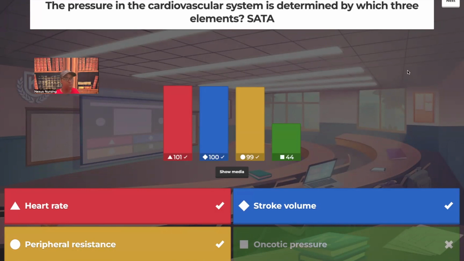However, you still have to know what oncotic pressure is. So oncotic pressure, guys, that is the pulling force. So you know how you have your blood? Well, part of your blood is plasma. The plasma portion of your blood is protein, and the protein has a pulling force. That's what keeps that fluid pulled in within the vessels, okay?